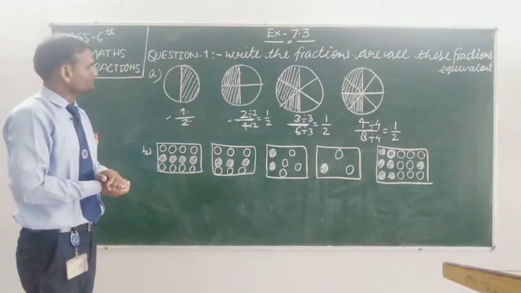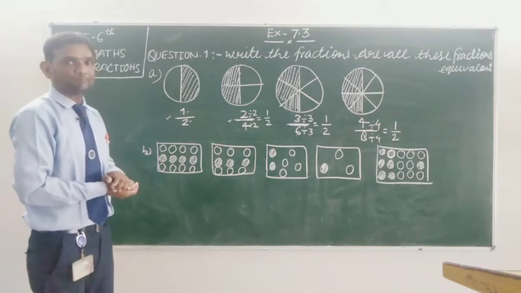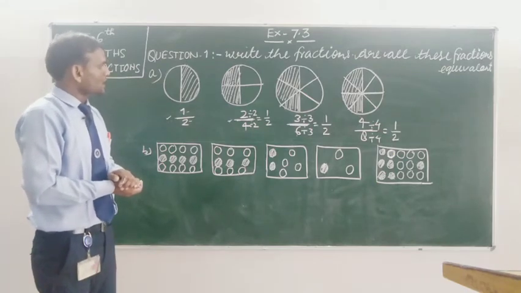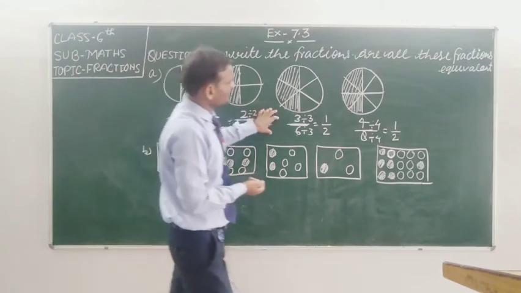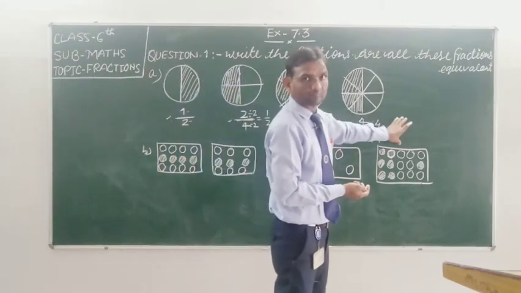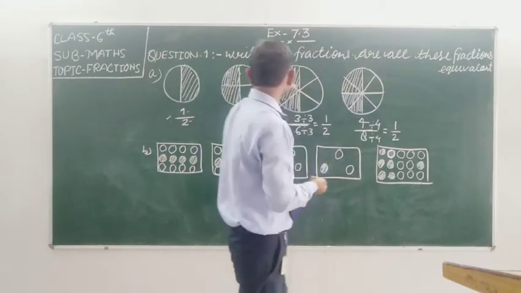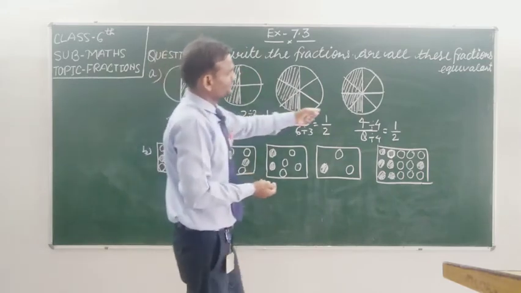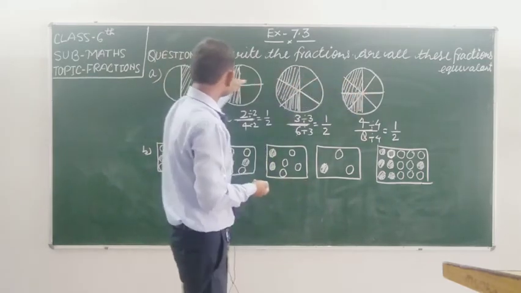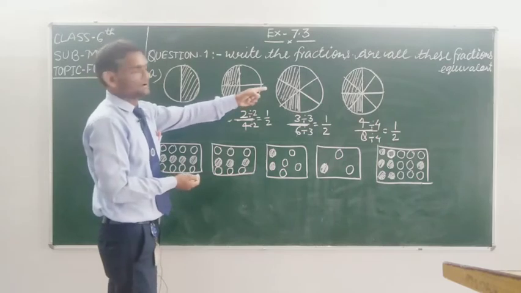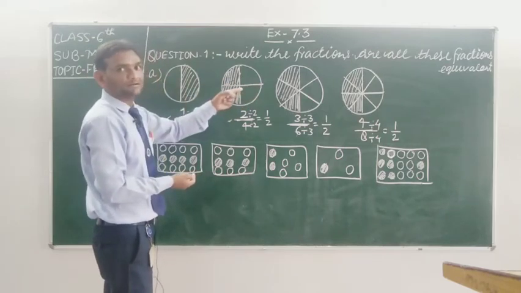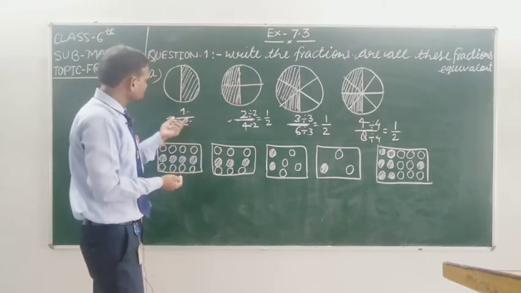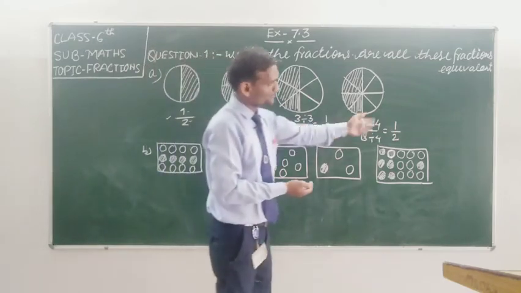So students, you are seeing that all fractions are 1 by 2 for all circles. For all the parts which are shaded in the circle, the fraction is 1 by 2.